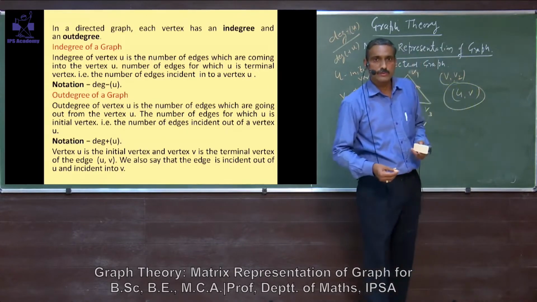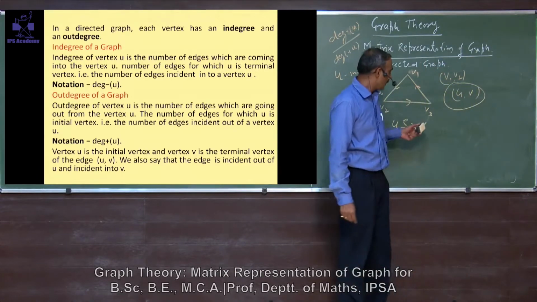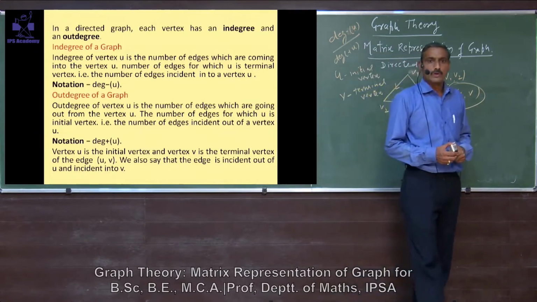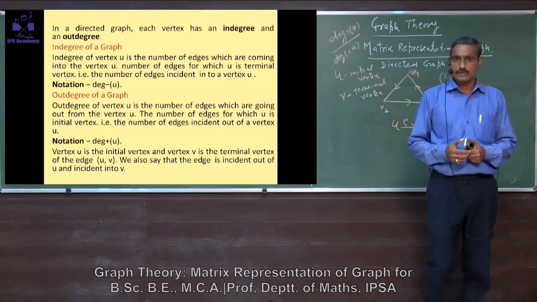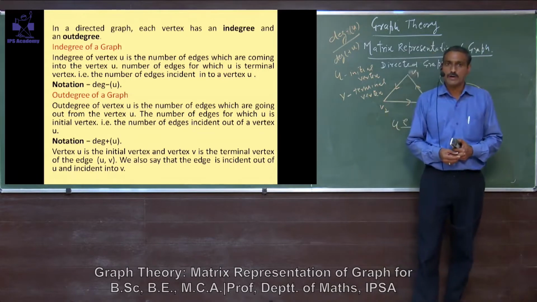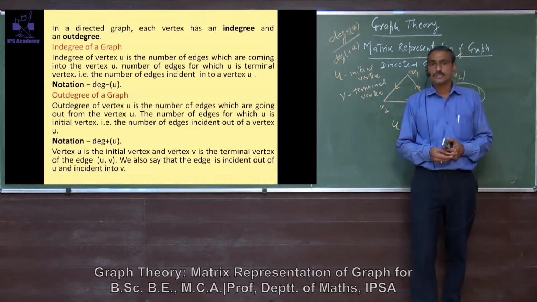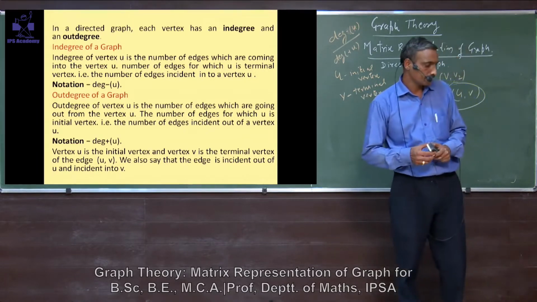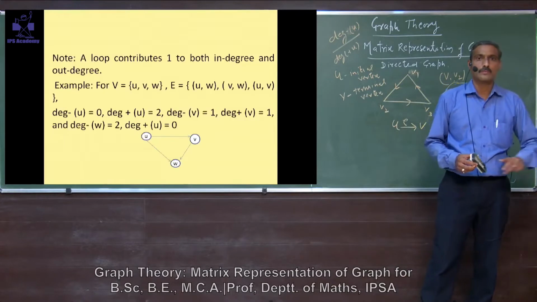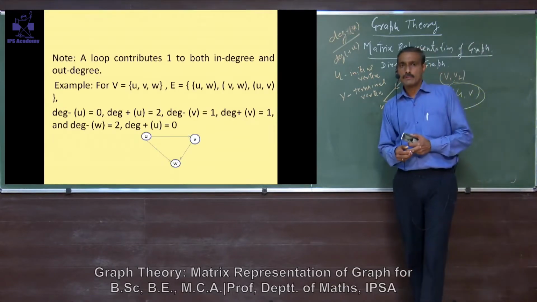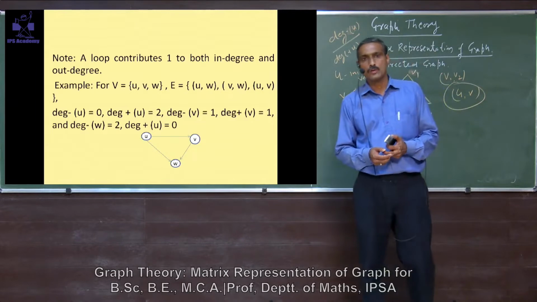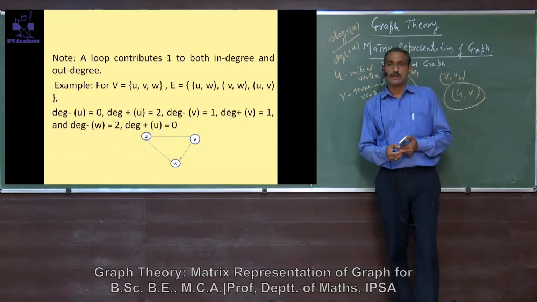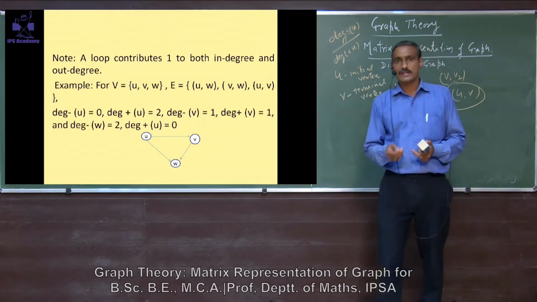So in this case we define what is the in degree and out degree. Vertex u is the initial vertex and vertex v is the terminal vertex of the edge u comma v. We also say that the edge is incident out of u and incident into v. Now, a loop contributes 1 to both in degree and out degree in a directed graph. A directed graph is also known as a digraph.